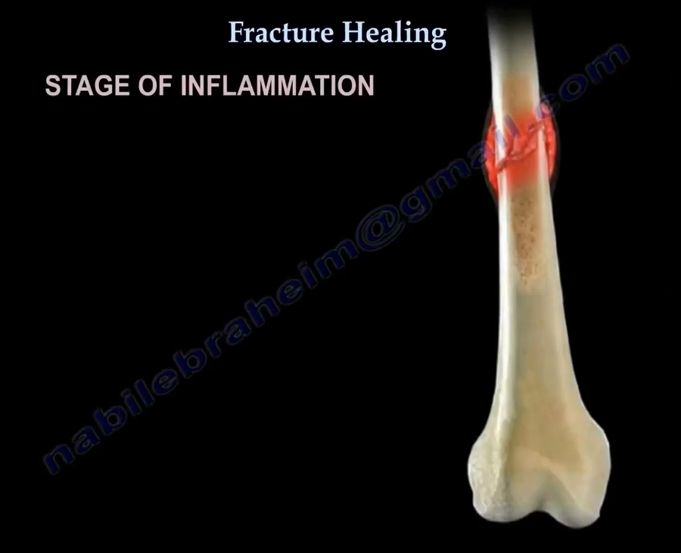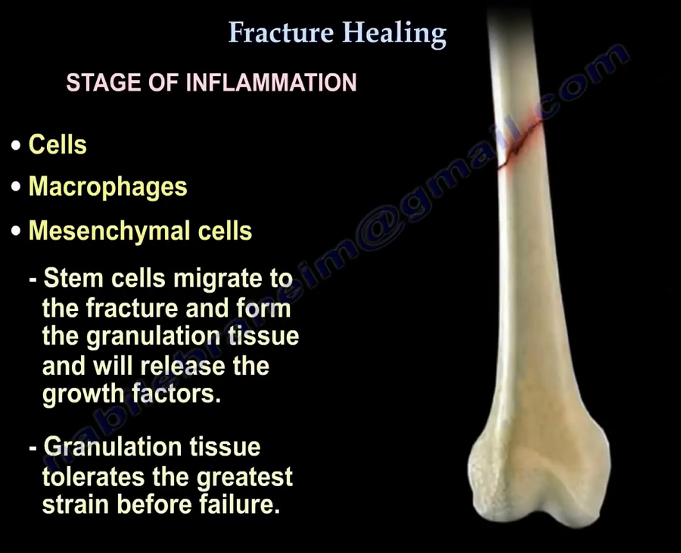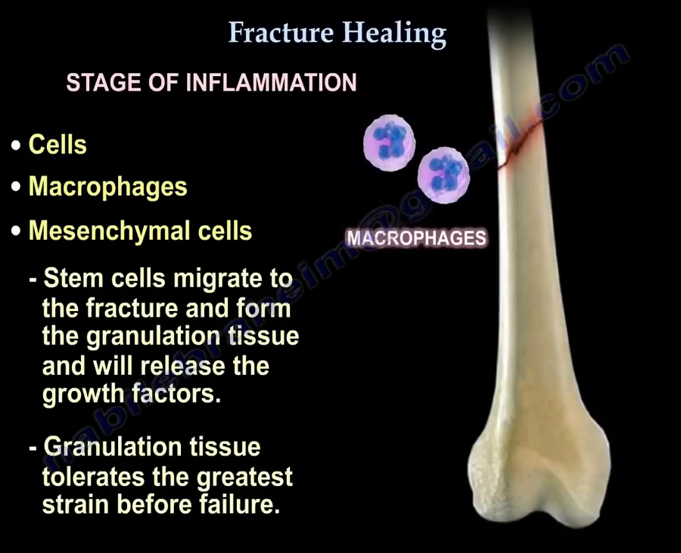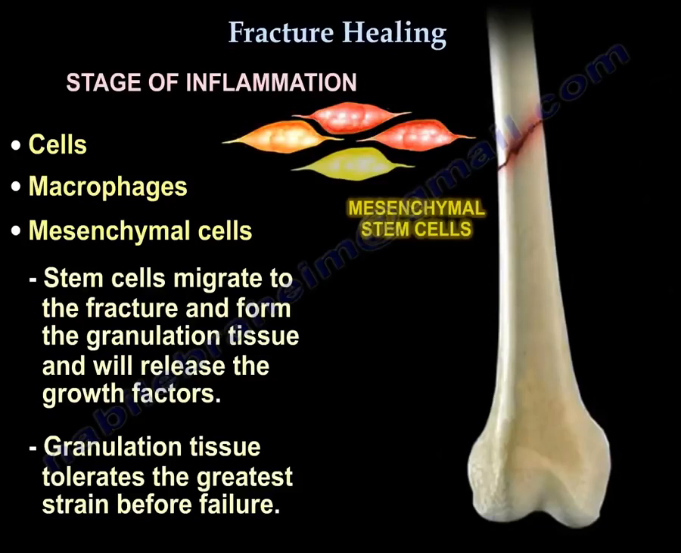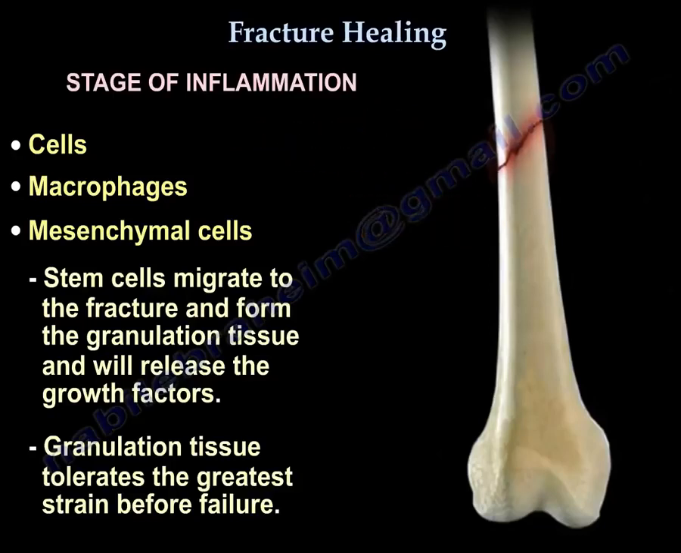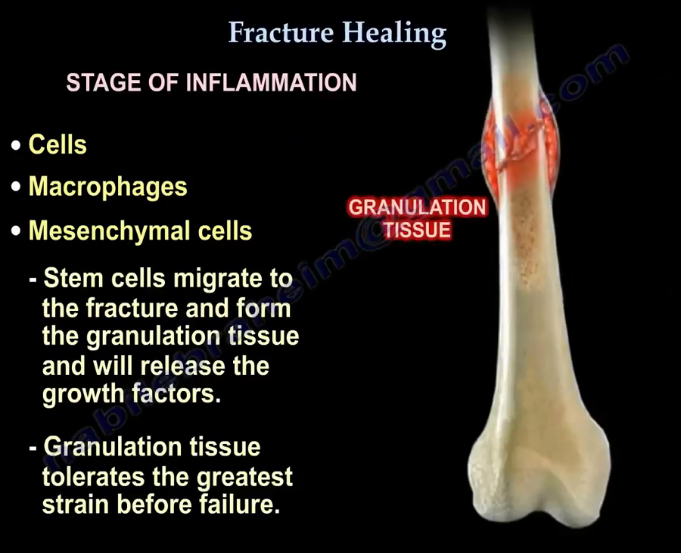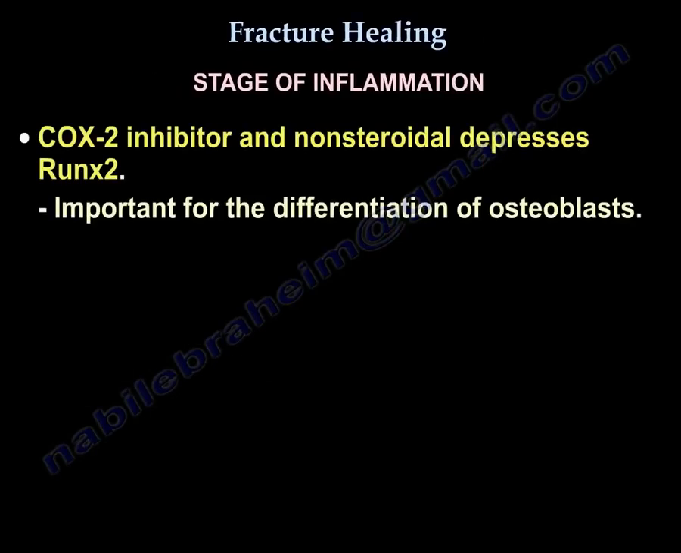Then the stage of inflammation comes. The macrophages, the mesenchymal cells, and the stem cells migrate to the fracture and form granulation tissue and release growth factors. Granulation tissue tolerates the greatest strain before failure. COX-2 inhibitors and non-steroidal anti-inflammatories affect Runx2, which is important for the differentiation of osteoblasts.